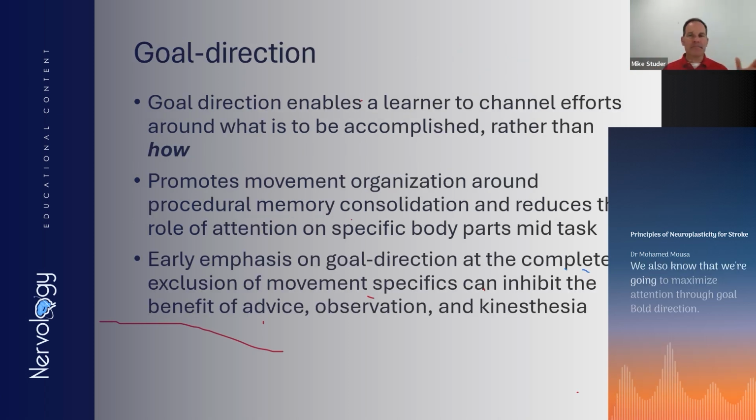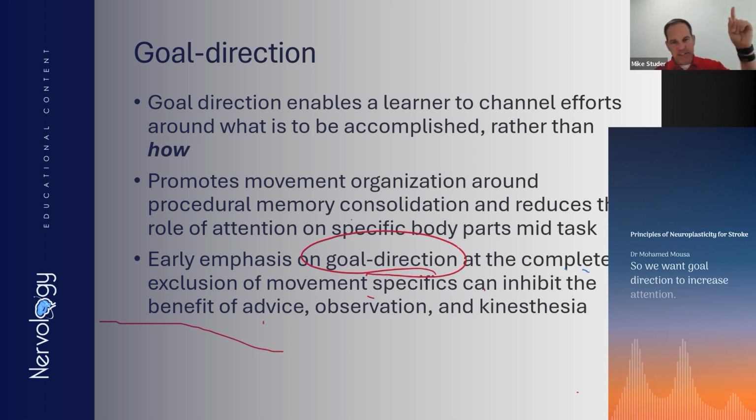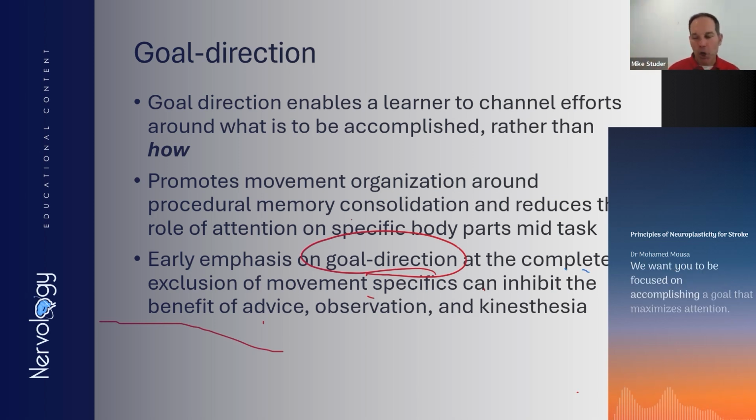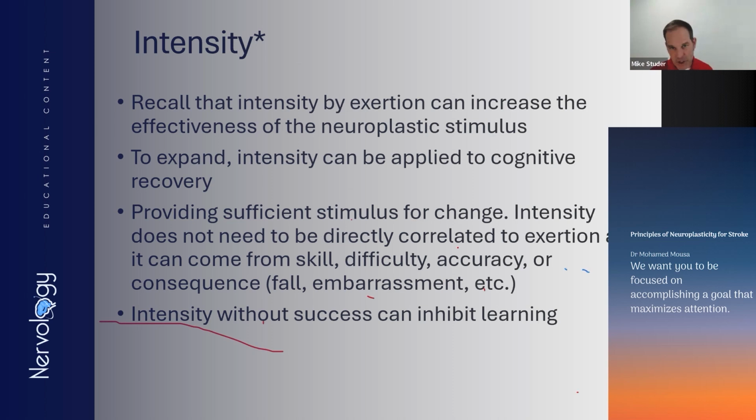We also know that we're going to maximize attention through goal direction. That is to say that when we have an individual focused on completing a task, they're more likely to elevate their attention as compared to when we focus their attention on a body part. So we want goal direction to increase attention. We don't want body part. We don't want you to think about, don't move your leg this way, or don't lift your shoulder blade up that way. We want you to be focused on accomplishing a goal that maximizes attention.